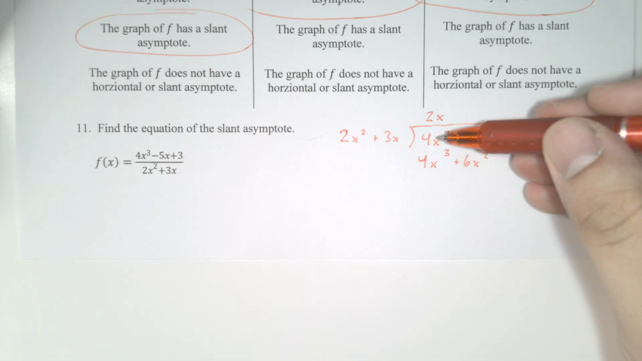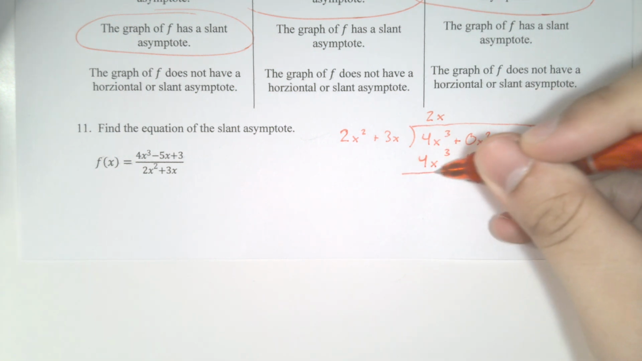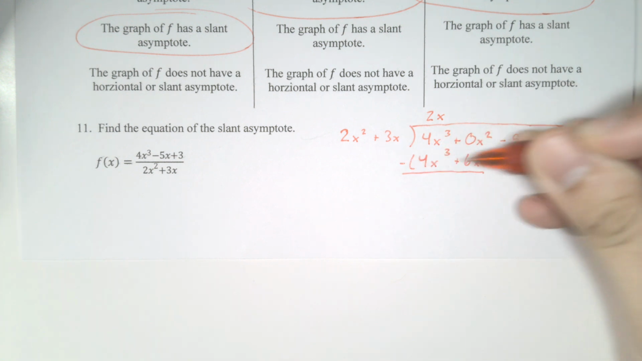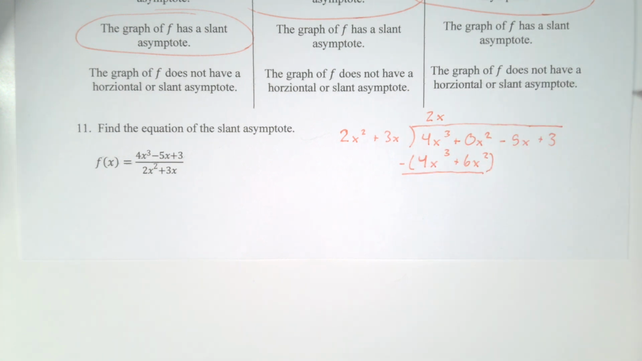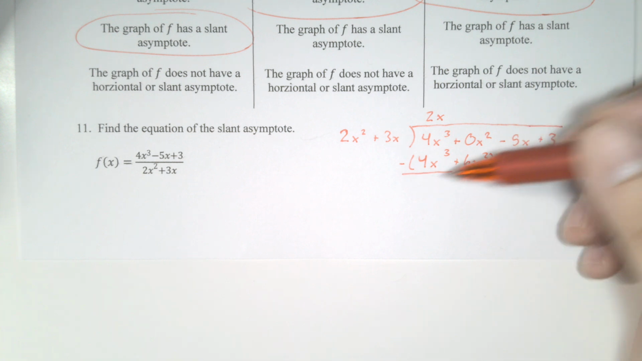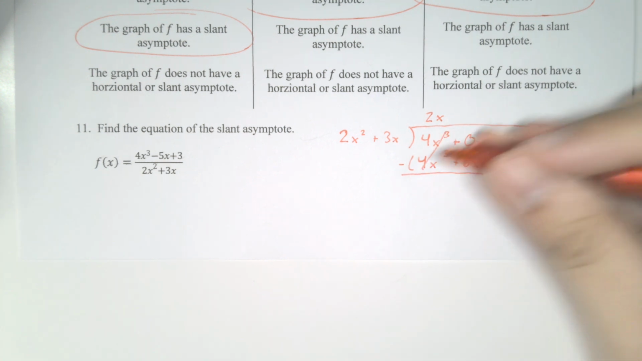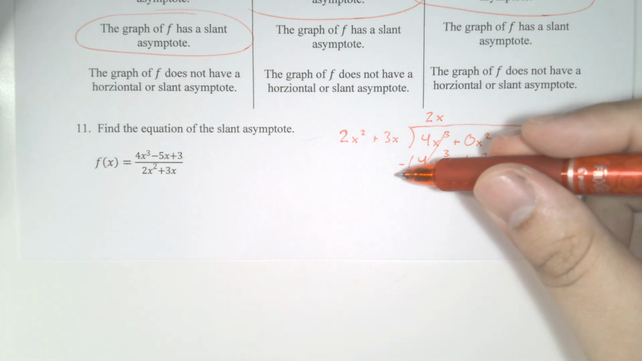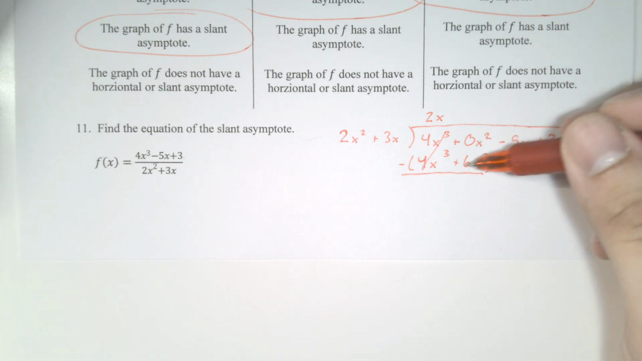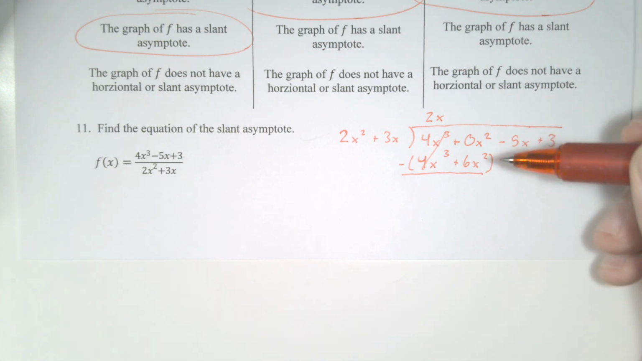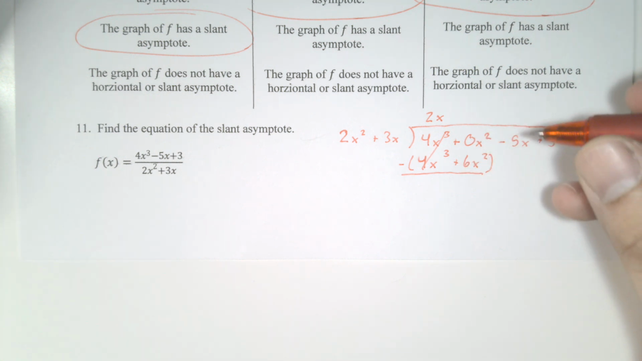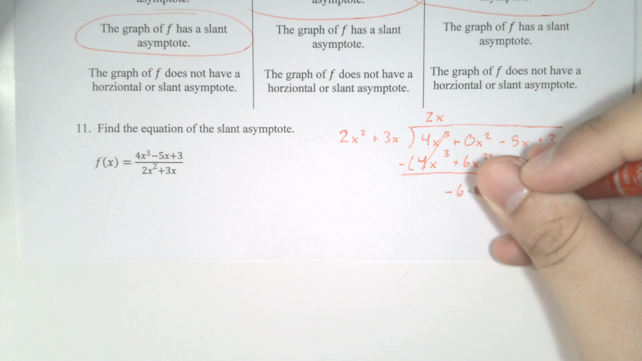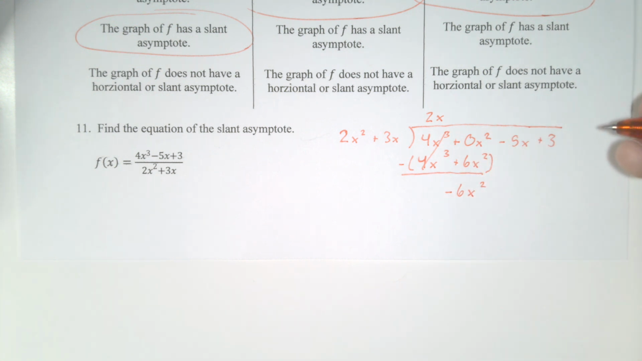So if you're doing this correctly, these terms will always cancel because our next step is to do subtraction. So when we have 4x cubed minus 4x cubed, that goes away. But now we have 0x squared. This minus out here is really going to make this minus 6x squared. So 0 minus 6 is going to be negative 6x squared.